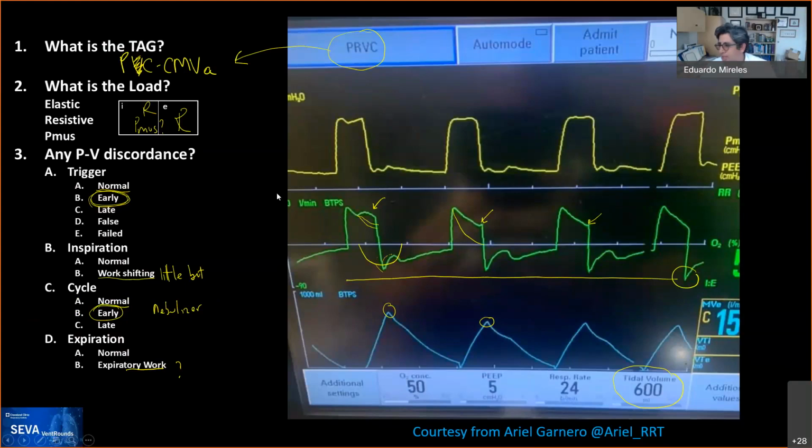So this is what is called in the literature a reverse trigger. We have stopped calling it a reverse trigger and we call it early trigger, because reverse trigger, in the way that it's interpreted, means that the trigger from the machine triggered the next breath. And it seems to us that there are still many physiopathological etiologies for this that are not entirely clear to the world.